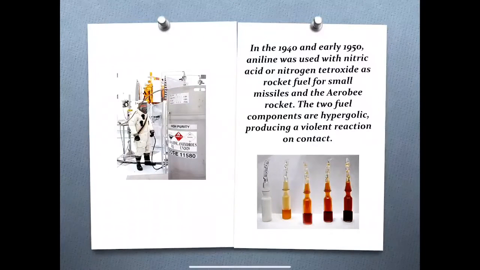In the 1940s and early 1950s, aniline was used with nitric acid or nitrogen tetroxide as a rocket fuel for small missiles and aerobee rockets. The two fuel components are hypergolic, producing a violent reaction on contact.